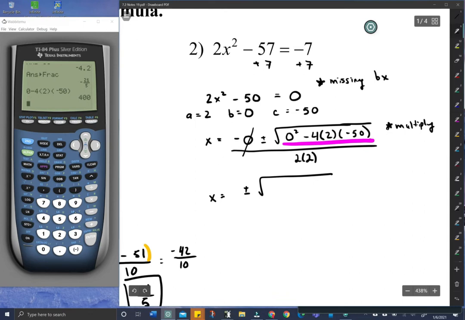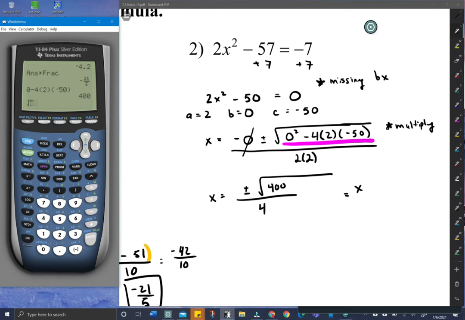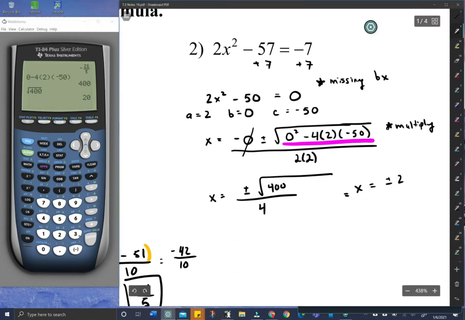Now, if we can break up square root of 400, which we can, that's simply going to be 20. Square root of 400 is 20. And always try to see if it's a perfect square first. So x is equal to plus or minus 20 all over 4. And again, this just means we have 2 different answers. It's either a positive 20 over 4, which is simply 5, or negative 20 over 4, which is negative 5. Bada bing, bada boom, all solved up.